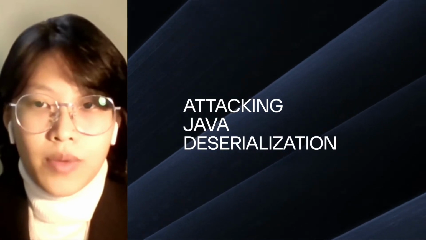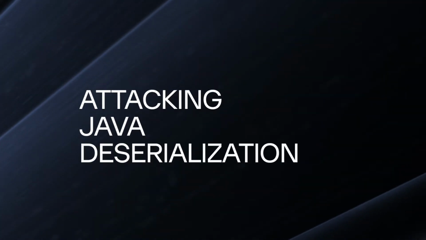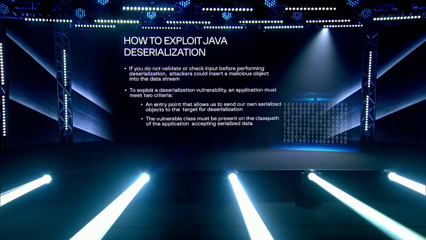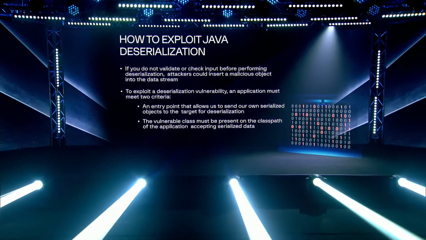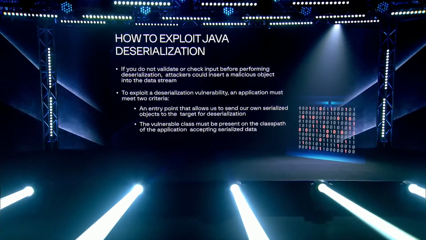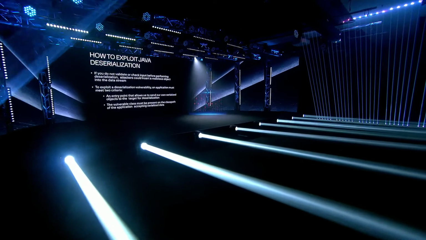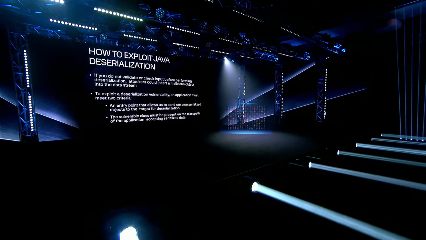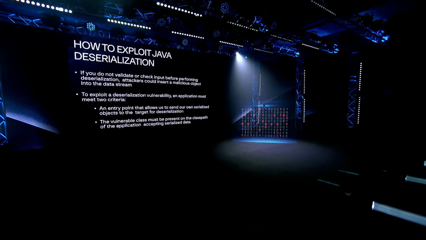So what could go wrong here? What can happen in the deserialization process that leads to vulnerability? We will go on with section 2 to clarify this. The core problem causing this vulnerability is that we do not check the input serialized data, and an attacker might be able to insert a malicious object into the data stream. But to exploit the deserialization process, applications need to meet two criteria.